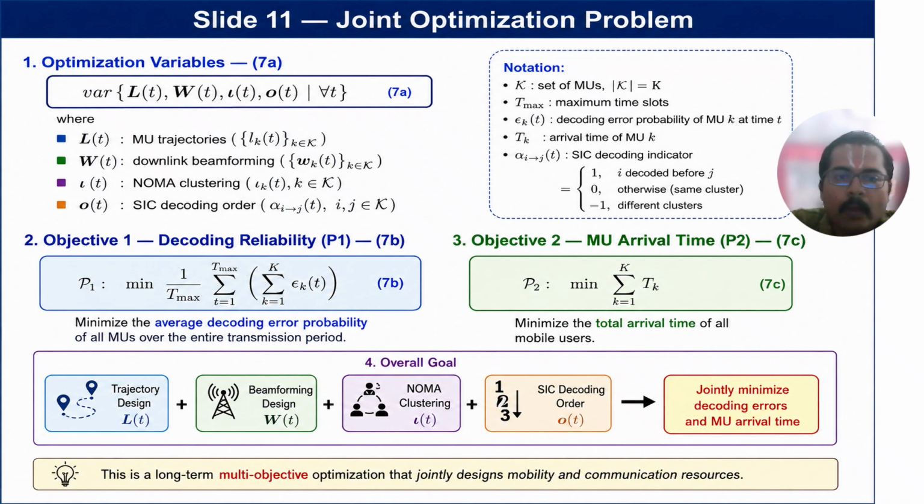Any optimization problem has an objective, and it can be either minimized or maximized. If you apply common sense, error probability should be minimized. If the error probability is minimized, reliability increases. Arrival time is minimized, and latency is also minimized.